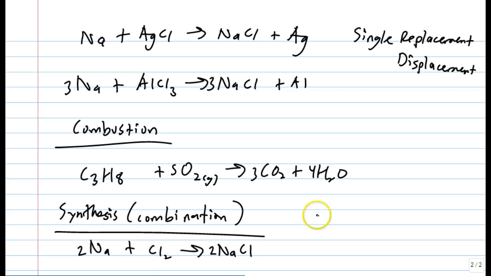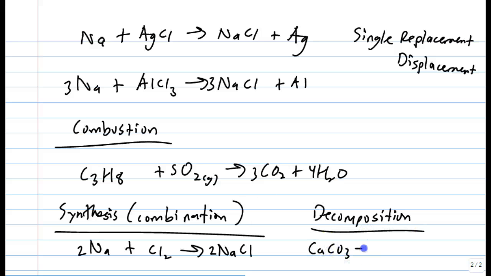Okay? Breaking them up is the opposite, which is decomposition. So to decompose something, you usually have to heat it. An example of that would be calcium carbonate. If you heat calcium carbonate up, you get calcium oxide and carbon dioxide gas. Whenever one thing is breaking down into more than one thing, it's always decomposition.